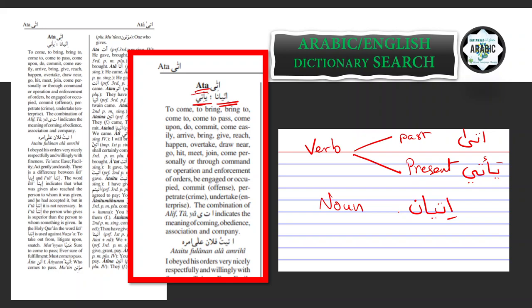Atin. Some endings you find atin, and again, I don't want to go deep into the tanwin form, but usually you will have the definite article at the beginning and atin, and then the tanwin just refers to a whole different grammatical lesson. And then they would give you examples right here, as you can see. Ataytu fulan ala amrihi, with the transliteration. Ataytu fulan ala amrihi, I obeyed his orders, or I agreed with the person's decision.